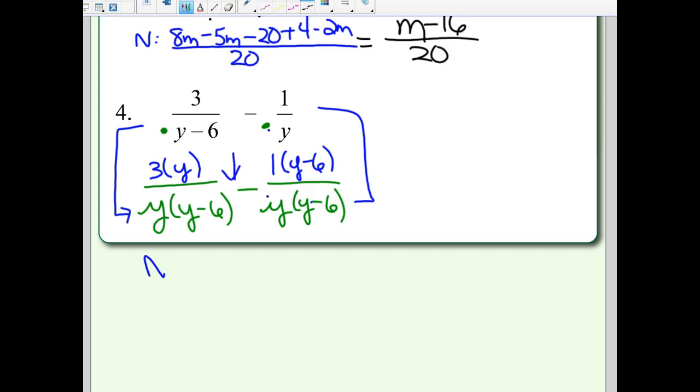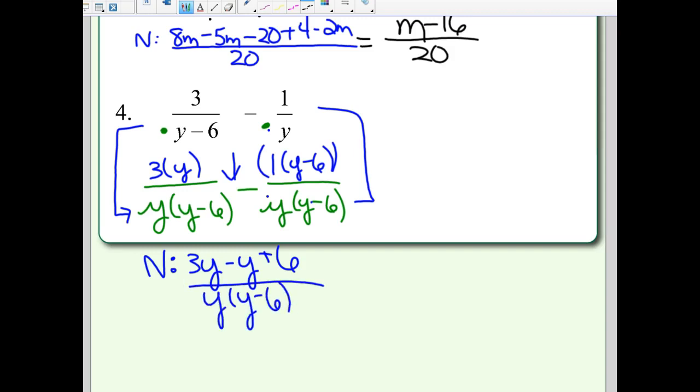So if I take care of my numerators, we've got 3y minus y plus 6. Everybody realize I had to add the opposite here because we were subtracting? All over y times y minus 6. Look at your numerator. Is there anything else I can do? Yeah, we got to combine like terms. 3y minus y is 2y plus 6 over y times y minus 6.